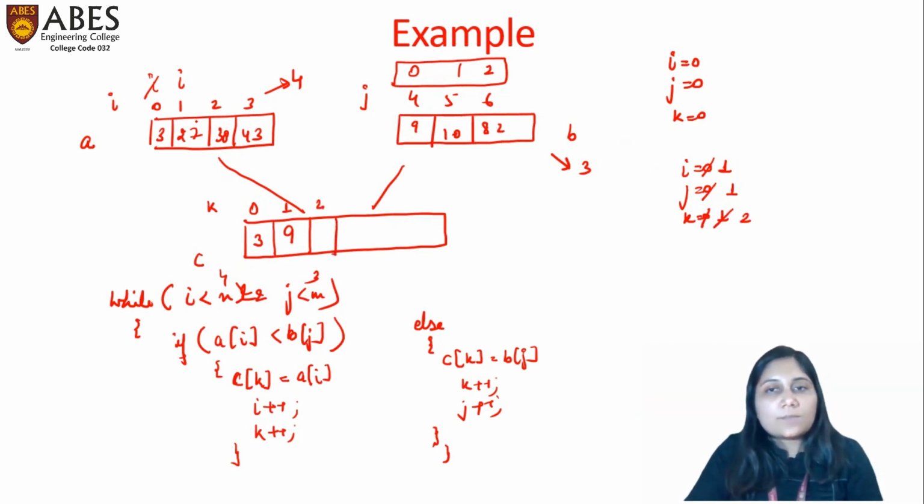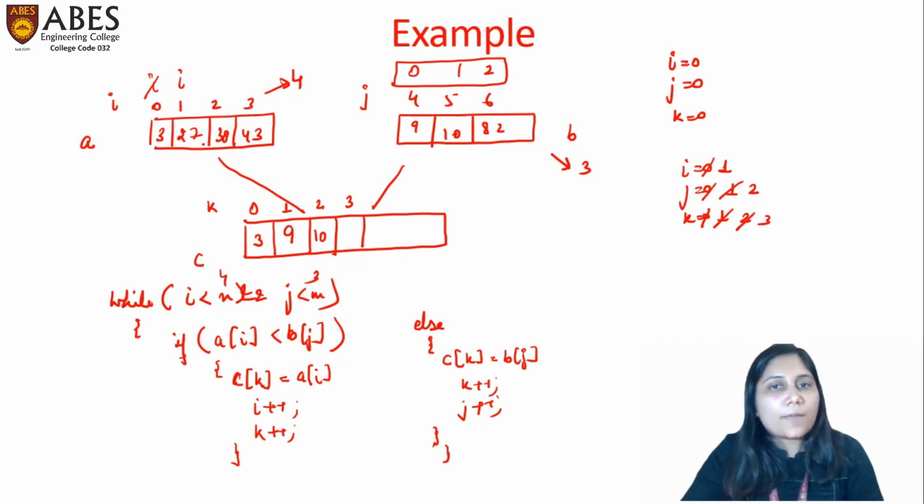Now again I'm going to compare. 27 is less than 10? The condition is again false, because 27 is not less than 10. It means the else part is going to run. So I will remain at the same position, but J will go to position 2. You will be writing over here 10, and K will become 3, right? So K is 3.